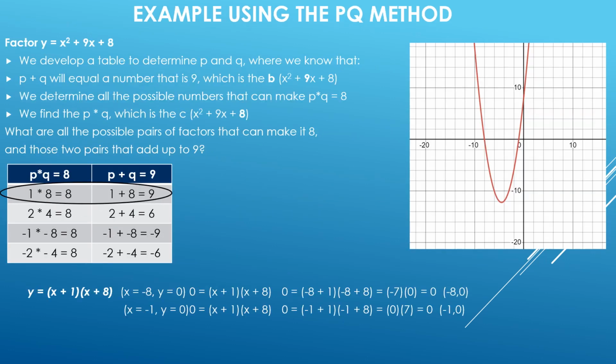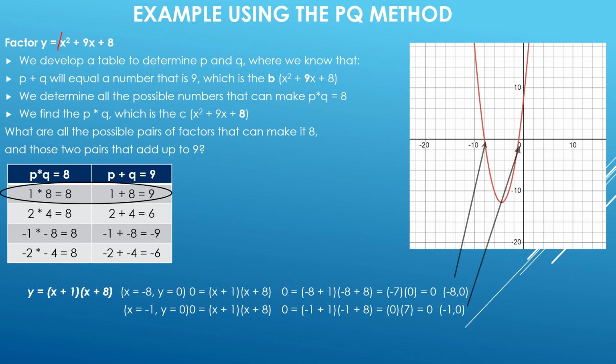All right, let's take a look at this. Example using the PQ method. I've got a simple equation, y equals x squared plus 9x plus 8. And I can use the PQ method because I don't have any number except 1 in front of that x squared. As you can see right here, this is the equivalent of 1x squared. So, if I can find my p and q, I can find my intercepts, where it crosses, where it starts, where it ends.